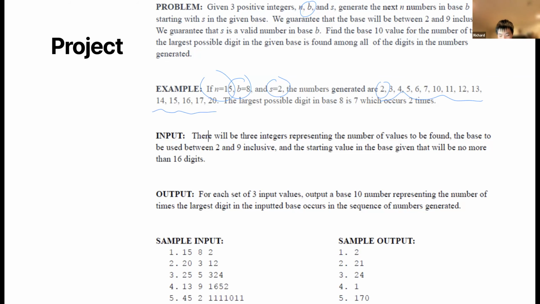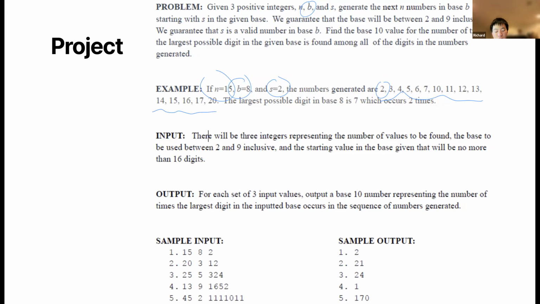And so the input is 3 integers, n, b, and s, and it will guarantee you that it's an actual valid number and the base is between 2 and 9. And the starting value in the given base will be no more than 16 digits. Okay, and we have some sample inputs and outputs, so you don't have to worry about that for the bottom. I don't actually want to solve this question in class. I just wanted to present how you would solve it.